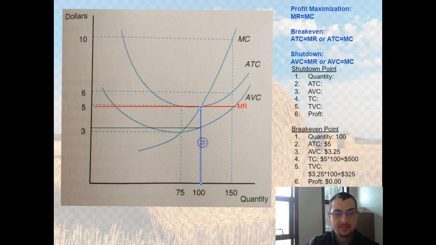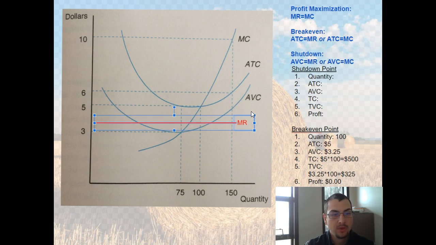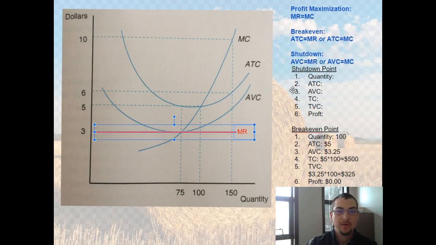Next, I'm going to go ahead and delete these lines, and we're now going to calculate the shutdown point. The shutdown point occurs where average variable cost equals marginal revenue. So we're going to keep dropping this marginal revenue line until it equals this average variable cost. If you notice, that comes up at the same intersection where marginal cost equals average variable cost.